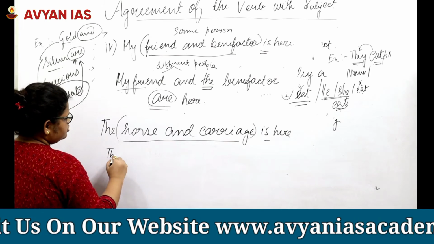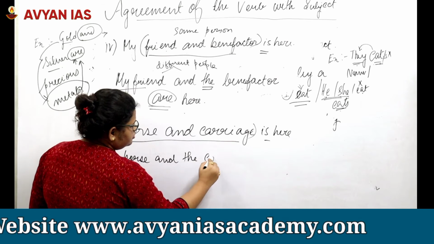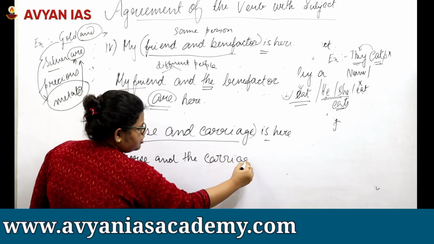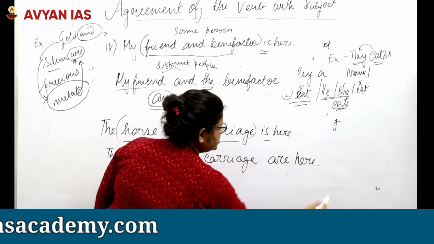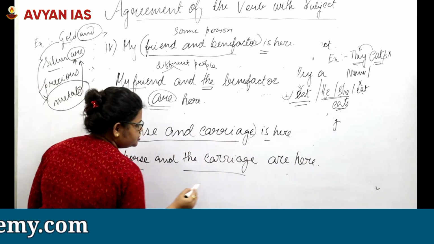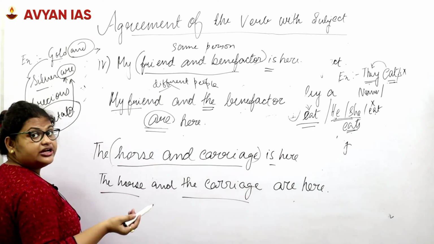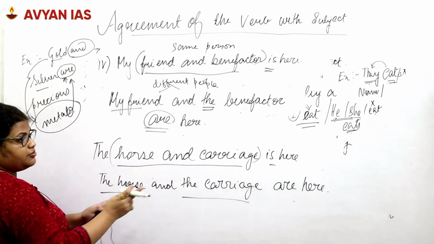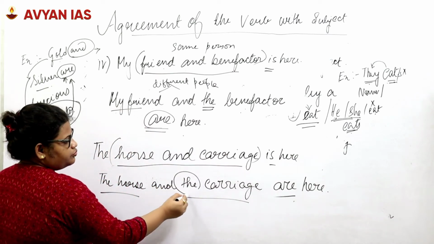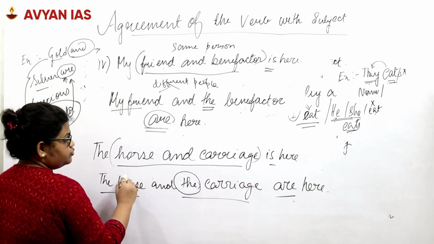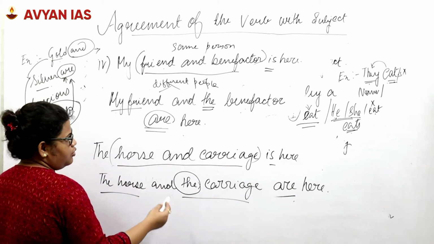However, if we say the horse and the carriage, then we say are here, because here the horse and the carriage do not refer to the same ideas. They are almost like the first rule that we did, like two singular objects joined by and would take a plural verb, and it becomes even more pronounced by using this article, which gives us clearly the idea that these two are not the same object.